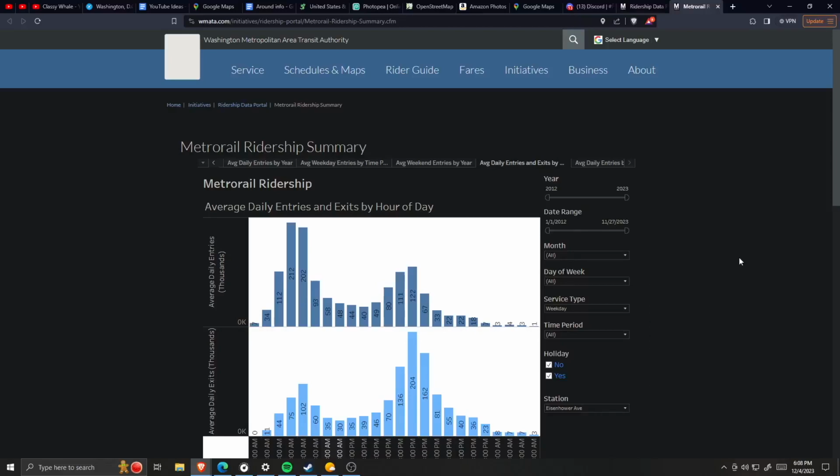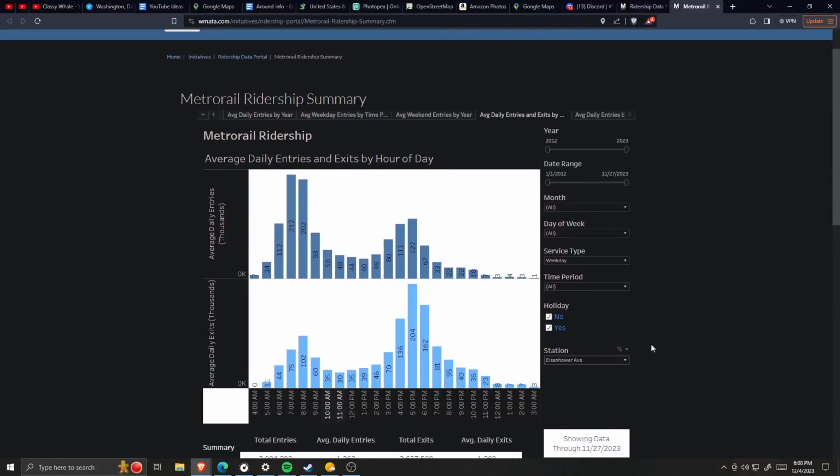New York City has a decent one. Sound Transit has a decent one. They don't do stations though, which is kind of annoying. From what I've seen, maybe it's on a different website. TransLink in Vancouver has a decent one as well. But yeah, so that's Metro Rail.